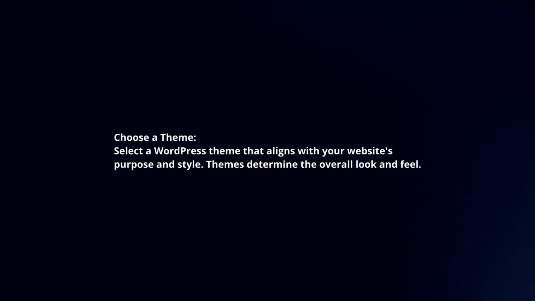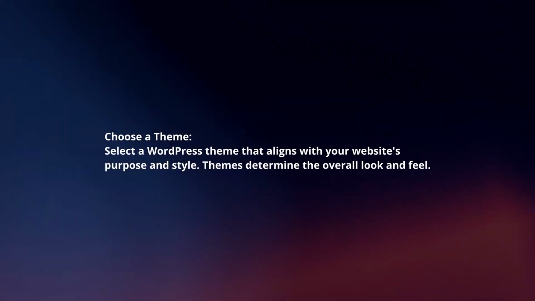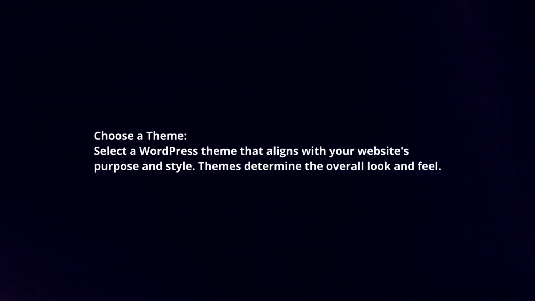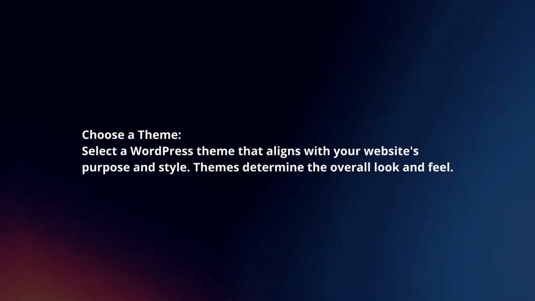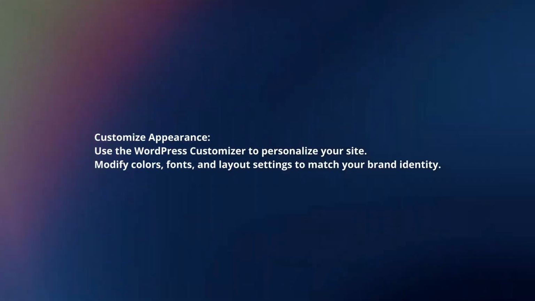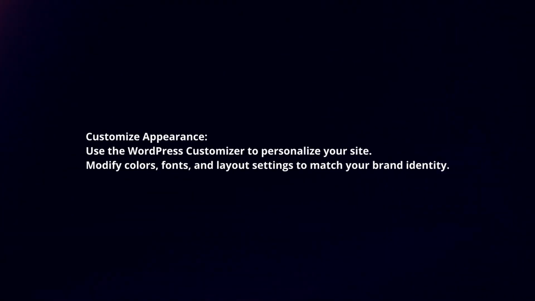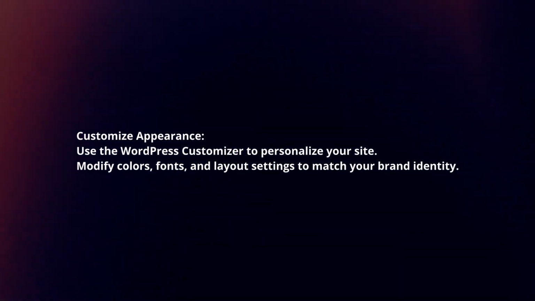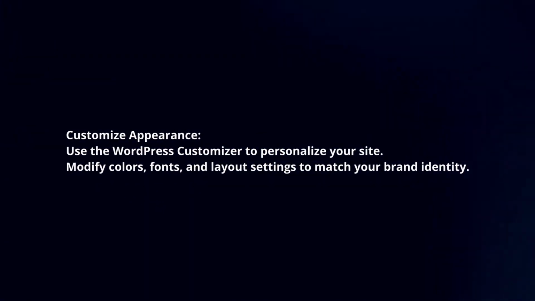Choose a theme. Select a WordPress theme that aligns with your website's purpose and style. Themes determine the overall look and feel. Customize appearance. Use the WordPress customizer to personalize your site. Modify colors, fonts, and layout settings to match your brand identity.